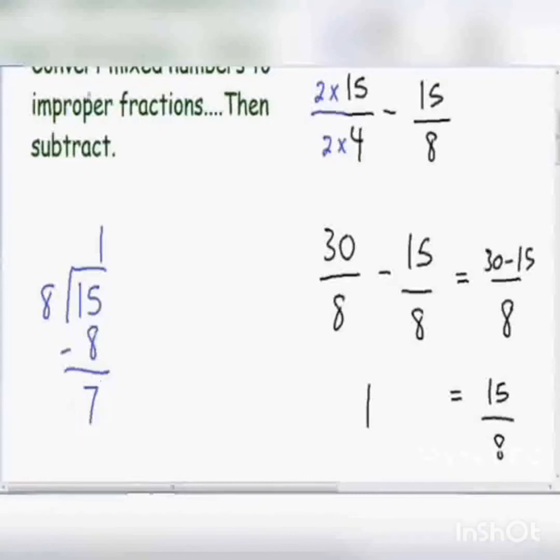So that now gives us 1 whole number, 7 over 8, which is the denominator. 1 whole number 7 over 8. So that is our final answer.